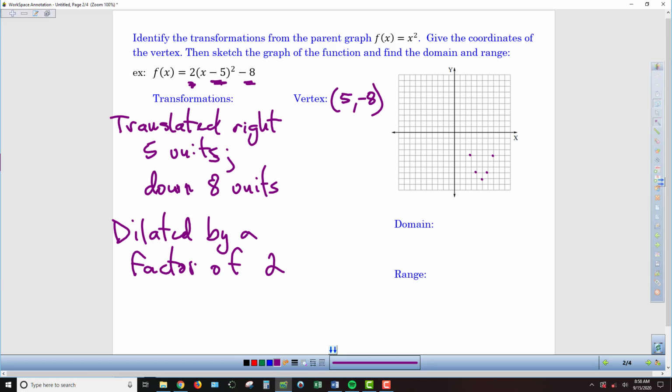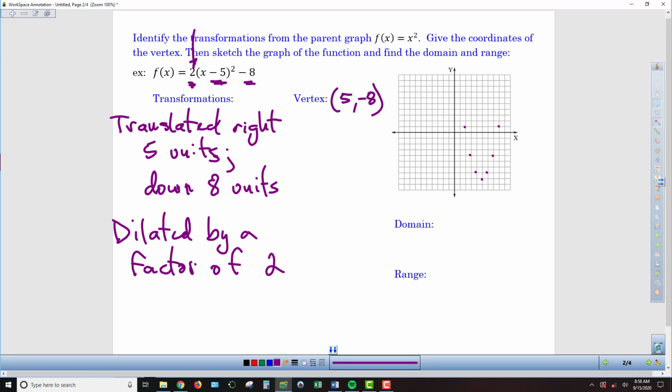And then we'd go over 3 and up 9, which would put us up here. So that would be the normal set of points that we would have as a result of the parabola. But because we have this 2 that's out front, because we have that dilation factor, what that's going to do is double all of the ups, so to speak, in our pattern.